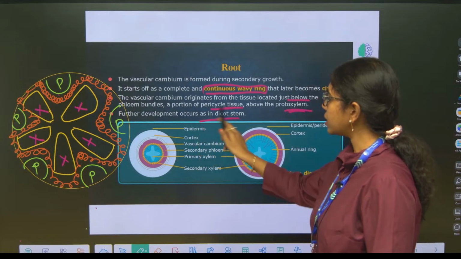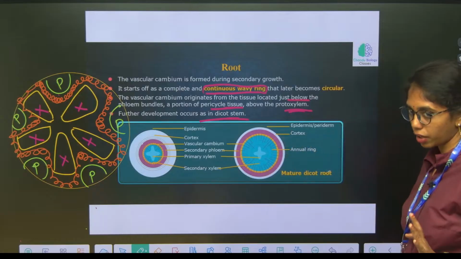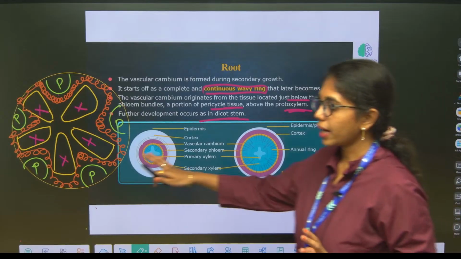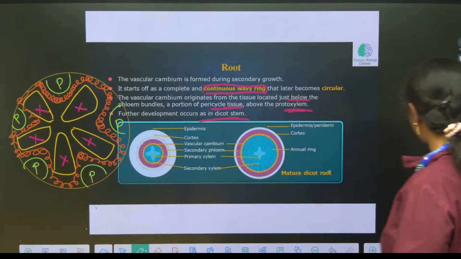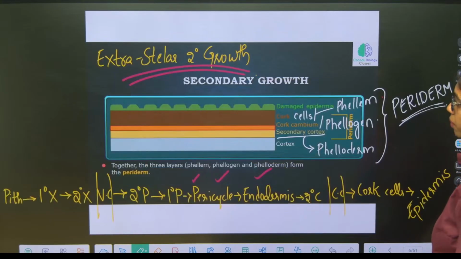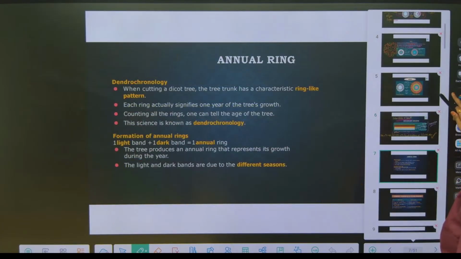Further development is seen the same as in dicot stem. The secondary growth will be the same as that in dicot stem, but the cambium is wavy cambium over here. Clear, right? Next. So, this is how you will observe in the stem we have just discussed. And after this we have what is annual ring.